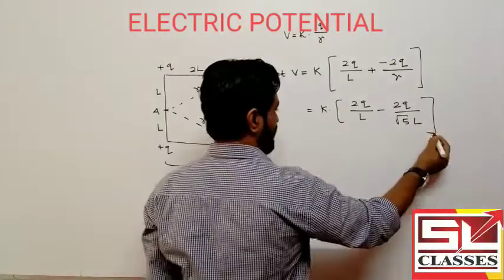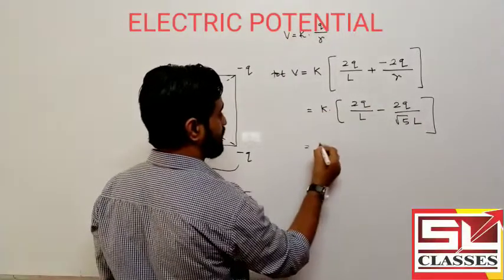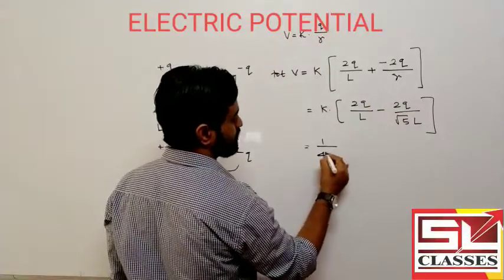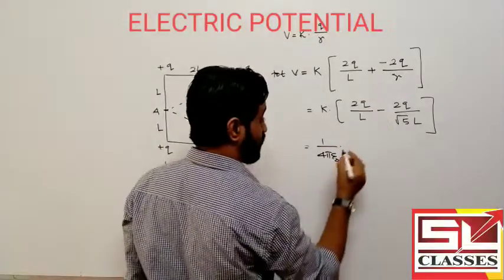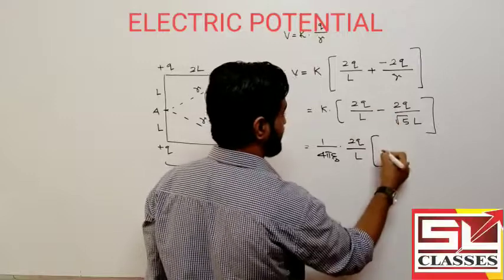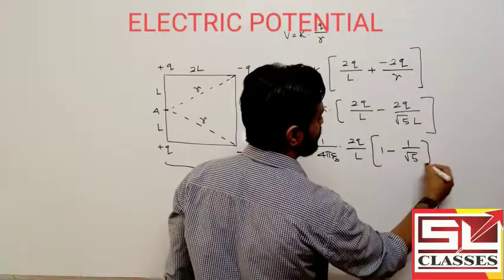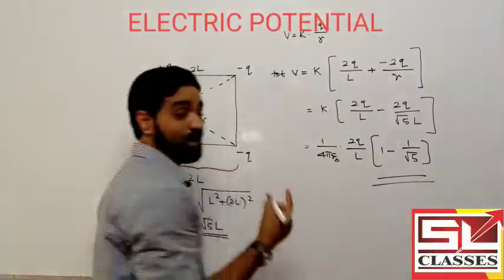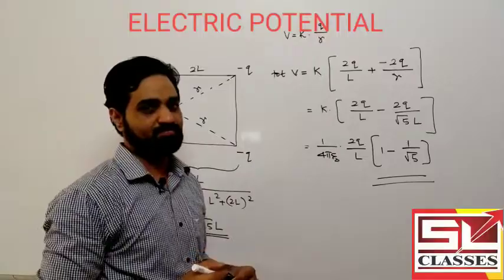Okay. Now we can take the constant terms also the outside. We know this K is 1 by 4 pi epsilon 0. So this is 1 by 4 pi epsilon 0. Then take 2Q by L as constant. 2Q by L. Then what remains here? This becomes 1 and this becomes 1 by root 5. So this will be the correct answer. You can see the option. Clear it? Now listen, next question.